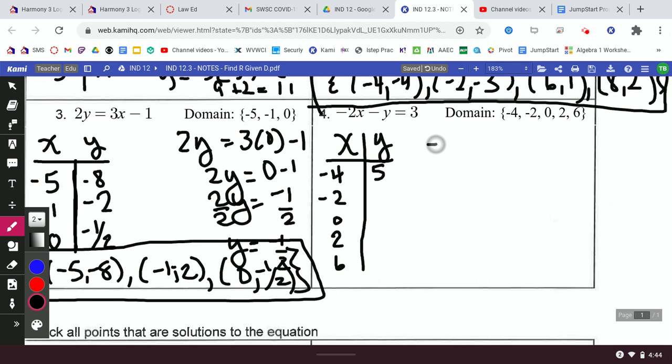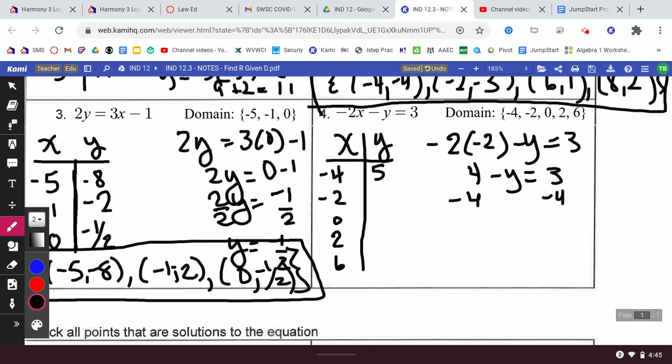So let's write our -2, and I'm going to leave a spot for my x, minus y equals 3. And now this time we're going to plug in a -2 because that's the next x. So -2 times -2 is +4, minus y equals 3. And then we subtract 4 from both sides again because we want to get y by itself. And so we've got -y equals -1 because 3 minus 4 is -1.